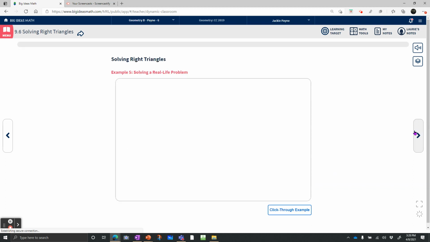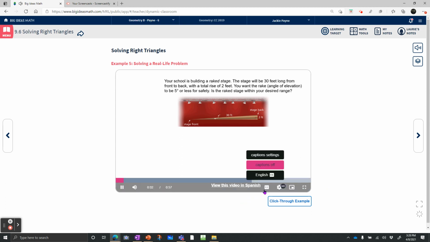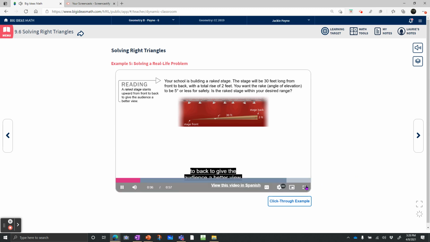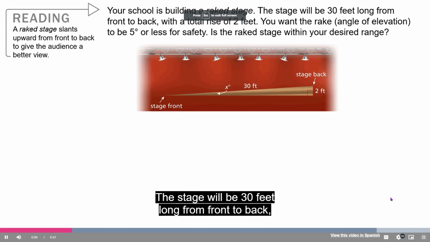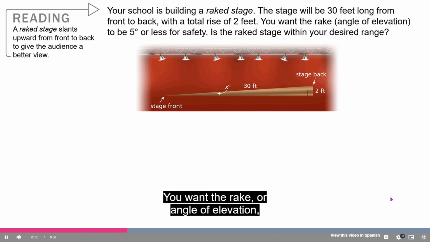And that's it. So this is a real-life problem that we'll want to look at, talking about a raked stage. Your school is building a raked stage. A raked stage slants upward from front to back to give the audience a better view. The stage will be 30 feet long from front to back with a total rise of 2 feet. You want the rake, or angle of elevation, to be 5 degrees or less for safety. Is the raked stage within your desired range?